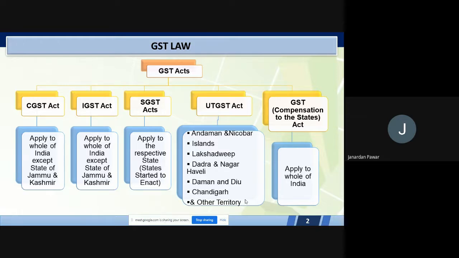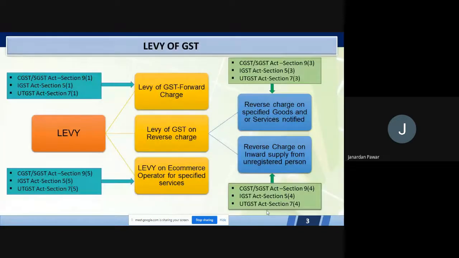When it comes to the next one, here we are going to see levy, how it will be levied. I'm going to talk about how the levy of GST or IGST is applicable. Levy means what? The way of charging the tax. That is none other than the way we charge and apply the tax on certain things, which can be called levy of GST.